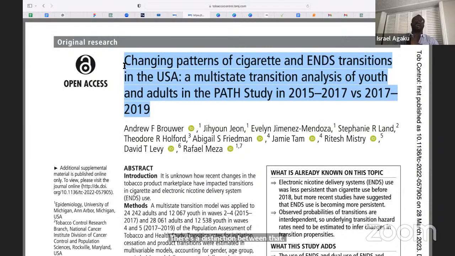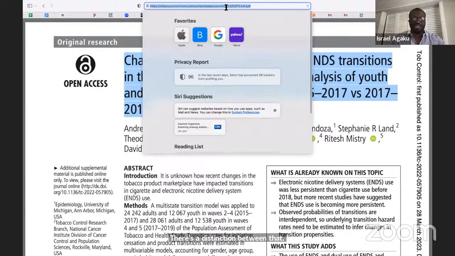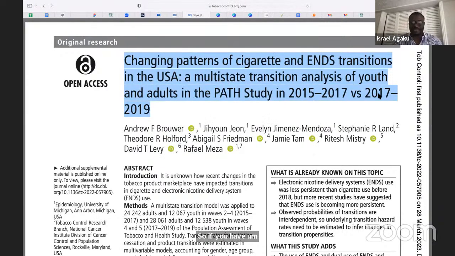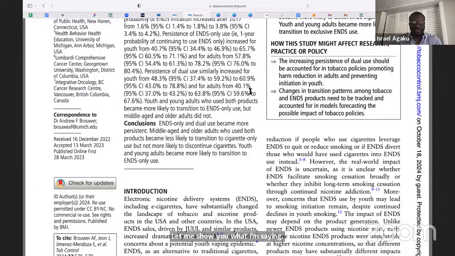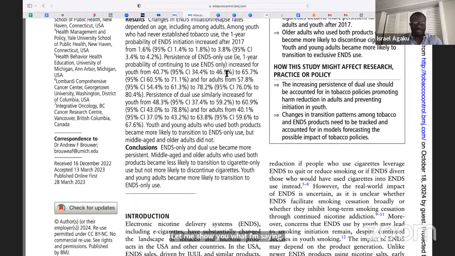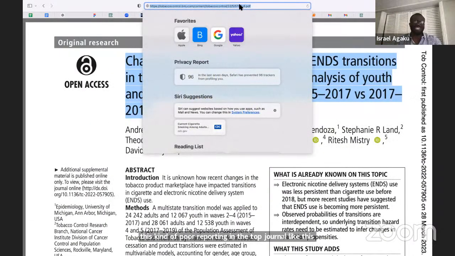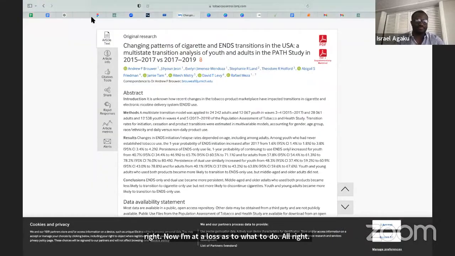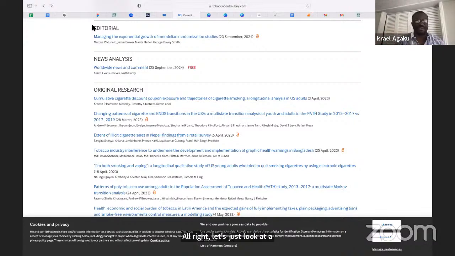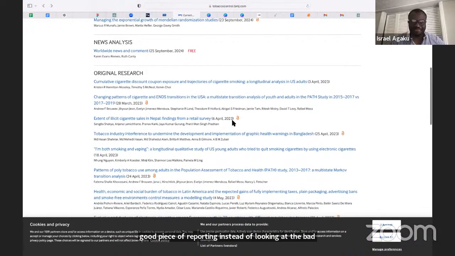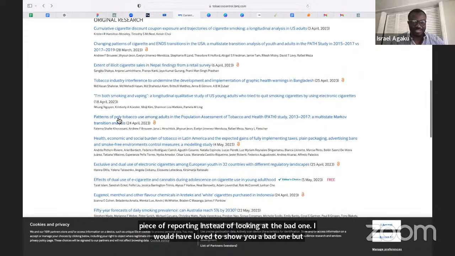So if you have, let me show you what I'm saying. Well, it's going to be very hard to see this kind of poor reporting in a top journal like this. So let me look for, well, I can't even search for a journal now because that would suggest I'm saying it's a poor journal. All right. Now I'm at a loss as to what to do. All right, let's just look at a good piece of reporting instead of looking at the bad one. I would have loved to show you a bad one, but now I am caught between the devil and the deep blue sea.